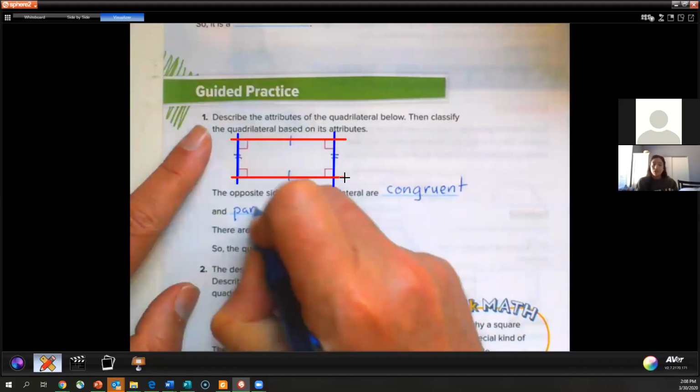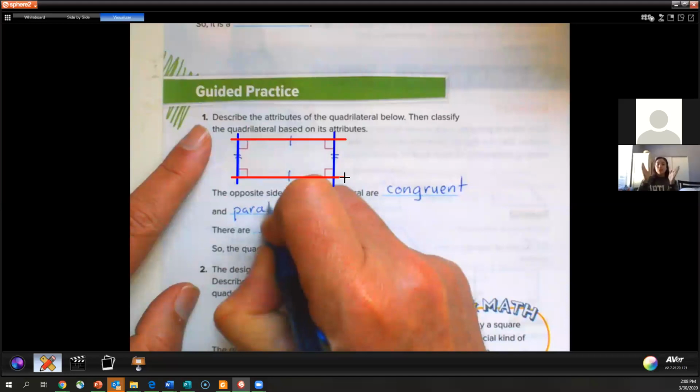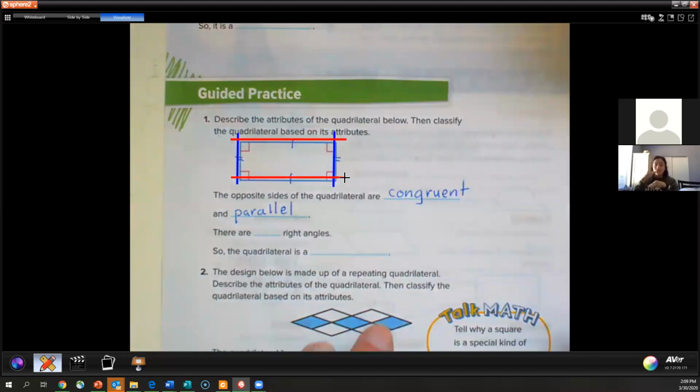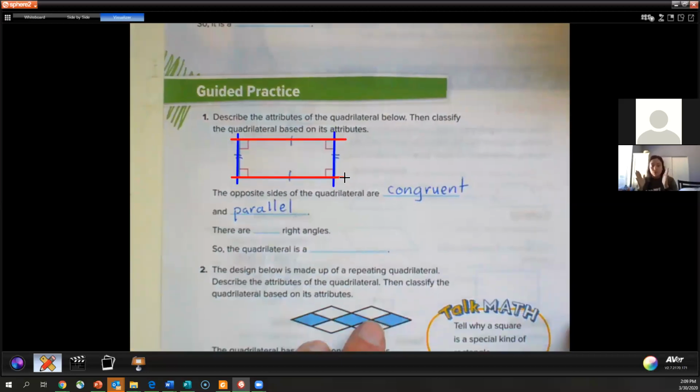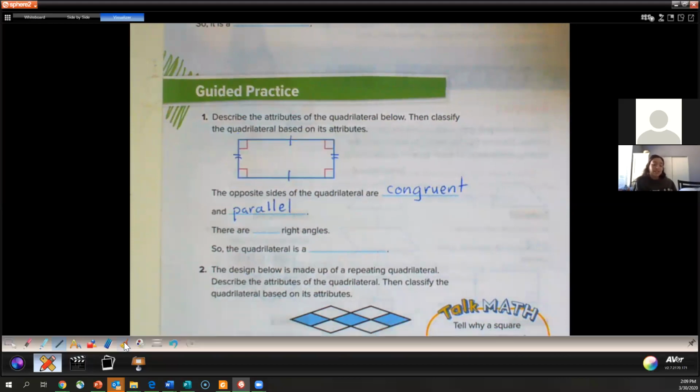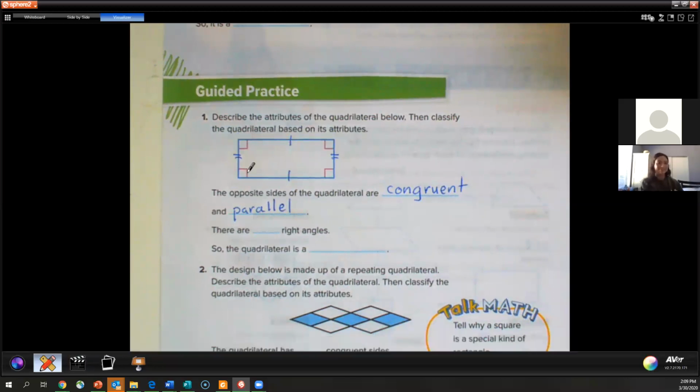Just like Mr. Yates showed on the blue and on the red, those 2 red lines will never touch each other, and those blue ones will never touch each other either. So that means that they are going to be parallel. And make sure you are paying attention to your spelling. All right, and then it says there are blank right angles. Mr. Yates, do you mind counting the number of right angles we have? I'm getting good at this. 1, 2, 3, 4. So there's 4 right angles.